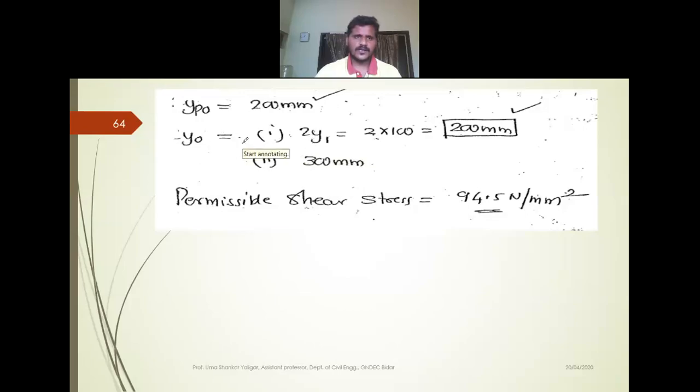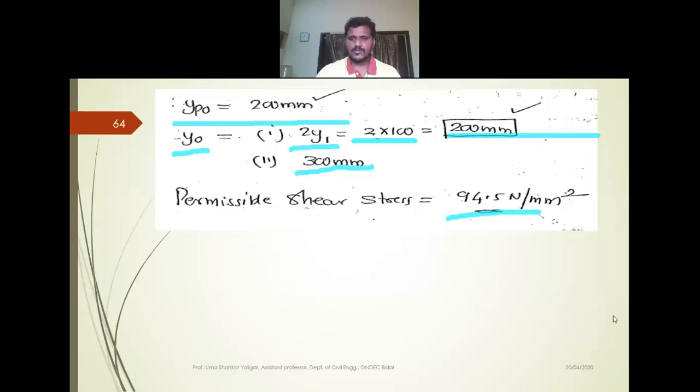Then we need to calculate the y naught, but he has already given the plate. Plate is how much? 200 mm depth. Y naught is 2 times of y1. Y1 is 100. If you substitute this, you will get 200. The other one is the breadth of the beam. It is 300. Out of these two values, you need to take the lowest value. Lowest value is 200 mm. And he has given the permissible shear stress as 94.5 Newton per mm square.